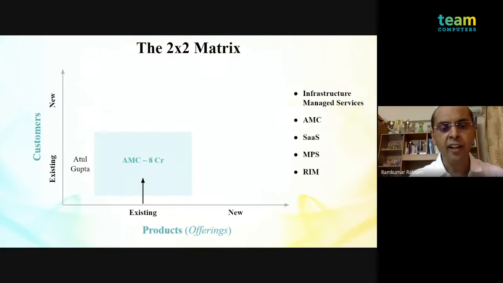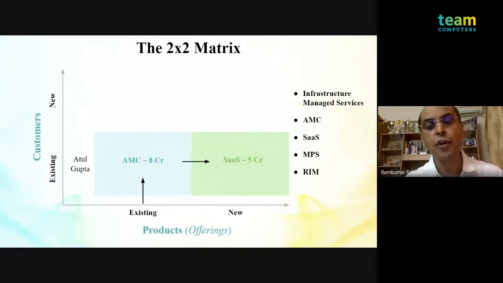So now that you've entered, you have built a relationship with Atul Gupta, and I've sold AMC. Now, it's important for me to understand what else Atul Gupta is responsible for buying. I suddenly figure out that Atul Gupta is also responsible for buying SaaS within Maruti. Just click on the second arrow. So now I know that Atul Gupta is also responsible. So what I do, I navigate horizontally and I establish a conversation with Atul Gupta.